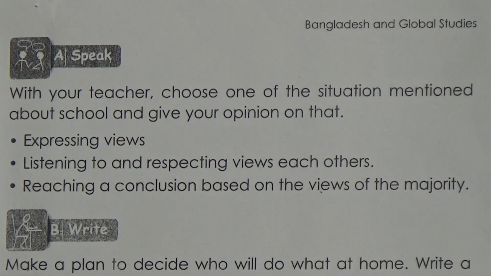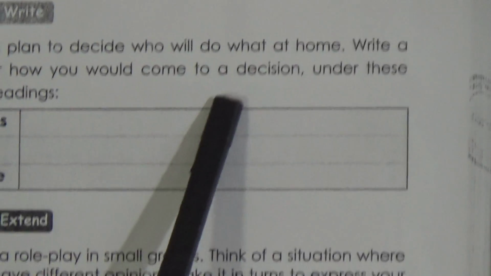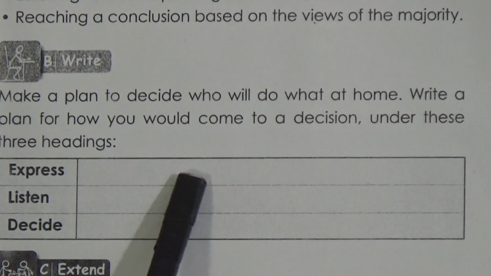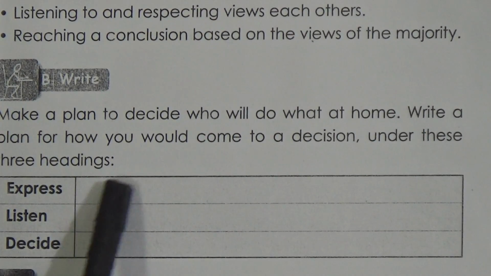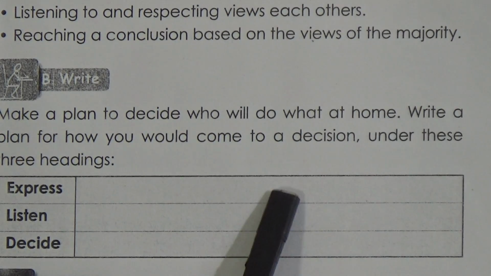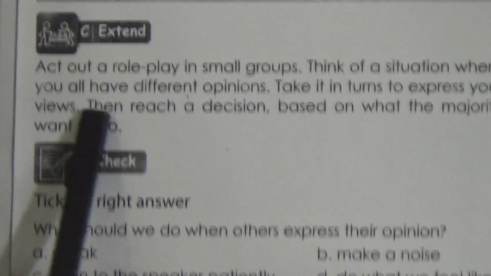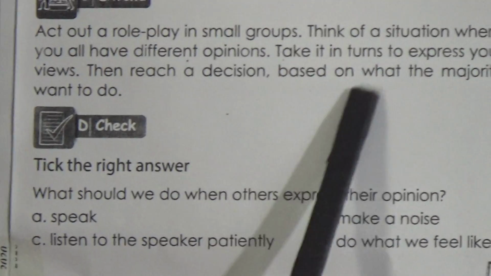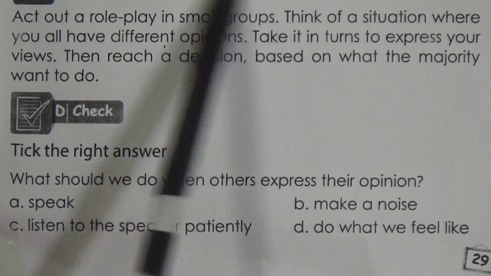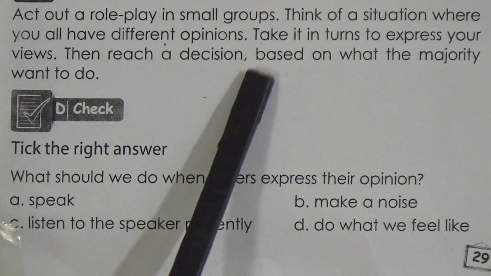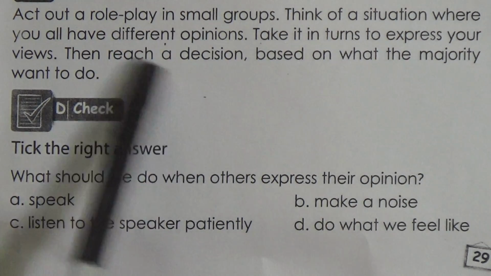And number B, write. Make a plan to decide who will do what at home. Write a plan for how you would come to a decision under these 3 headings. So you will do this by yourself at home, you will find out what are the things you have to do or all of the people have to do. So you have to express the opinion and then you will listen and then decide who will do what. And number C, extend. Act out a role play in small groups. Think of a situation where you all have different opinions, take turns to express your views, then reach a decision based on what the majority want to do. So you can do this in small groups of your friends in your classroom. As we don't have that classroom, we can do this in our live classes.